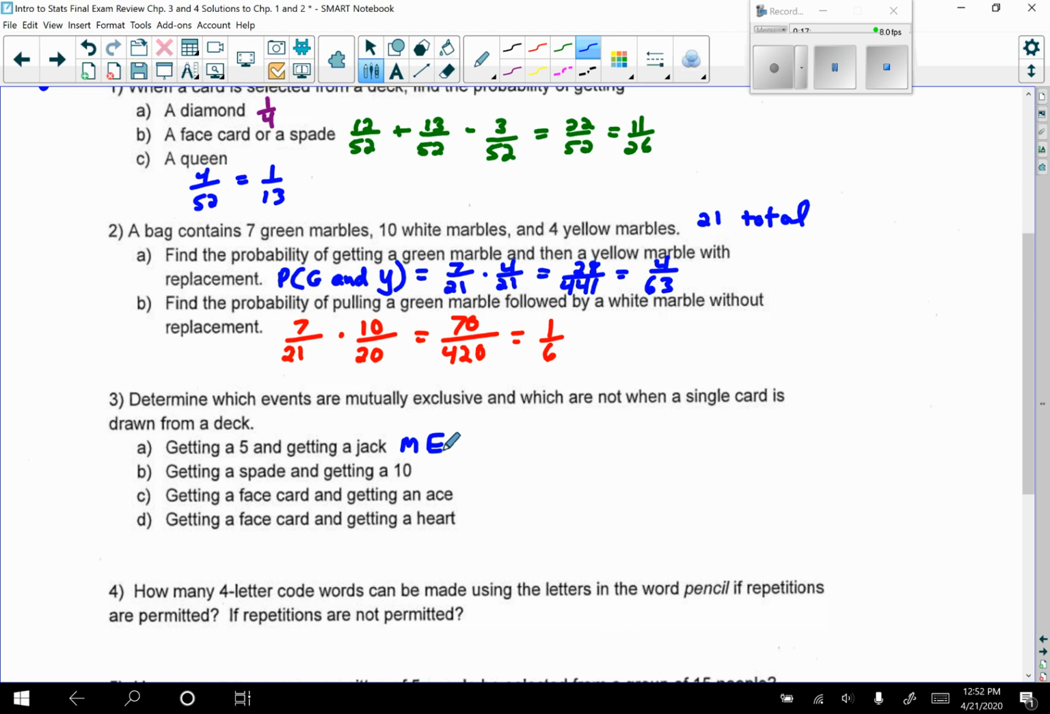Getting a spade and getting a 10, it is very possible to get a 10 of spades, so this would be not mutually exclusive. Getting a face card and getting an ace. No, there's no ace cards that also have faces on them, so this would be mutually exclusive. And then getting a face card and getting a heart, yes, it's possible to get a jack of hearts, so we're going to say that this last one is not mutually exclusive.